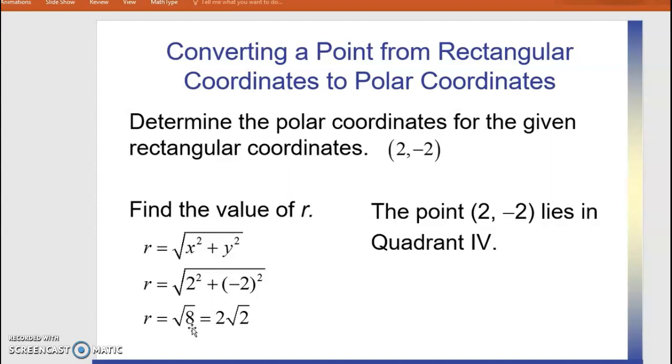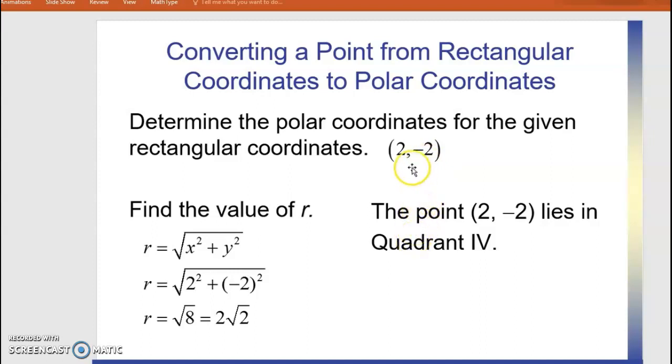That must be simplified. 8 is 4 times 2. The square root of 4 is 2, and of course, that leaves us with root 2. So we have our r value. That is the first value in our polar coordinate system for this point. We still have to find the second value.